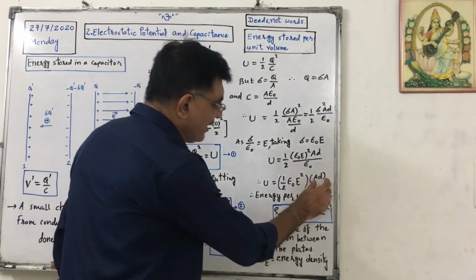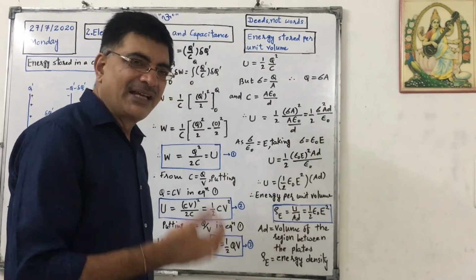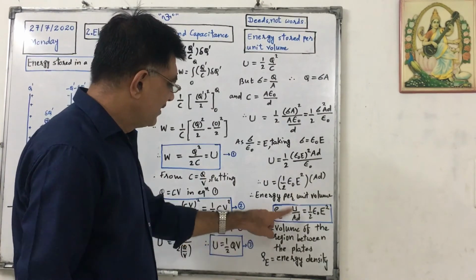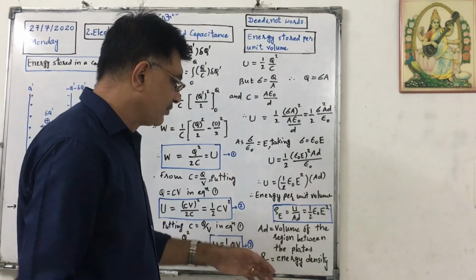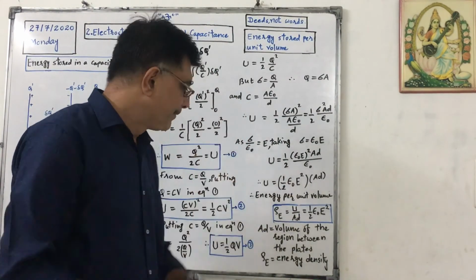Now I have to just divide by Ad. Then I will get energy per unit volume. So that will be equal to half epsilon naught E square, where A into d is the volume of the region between two plates, and this is called energy density.